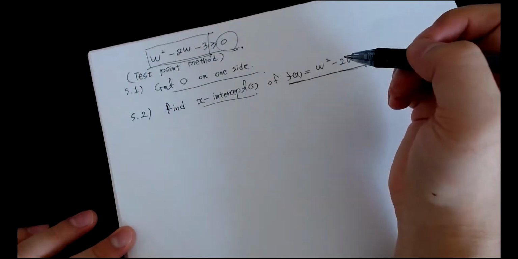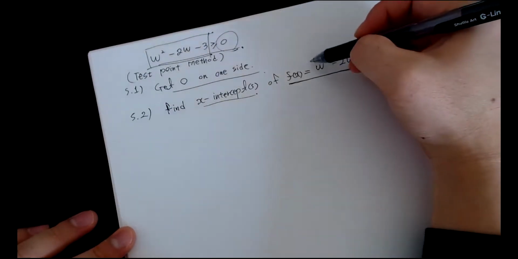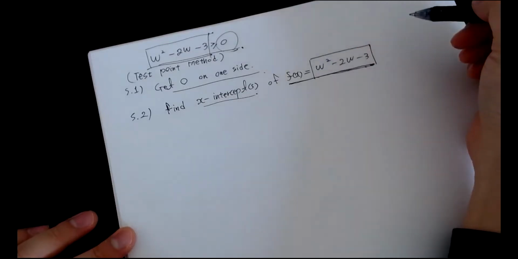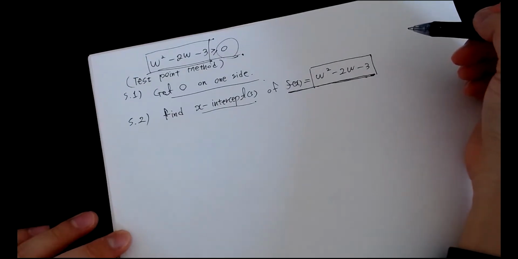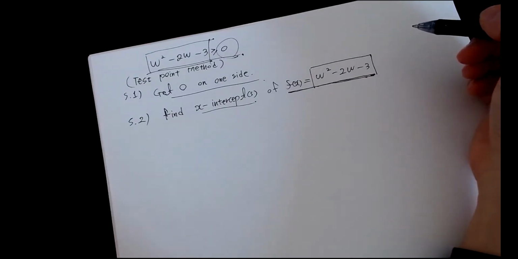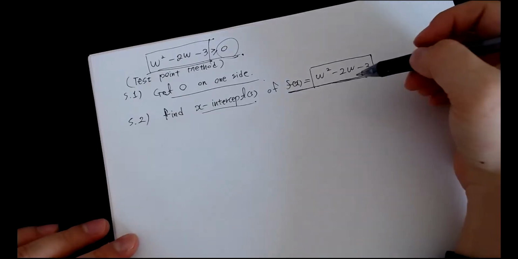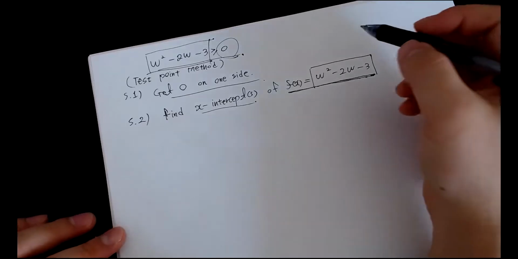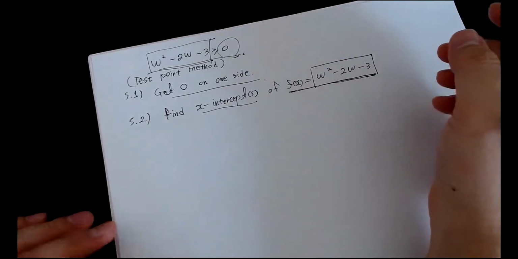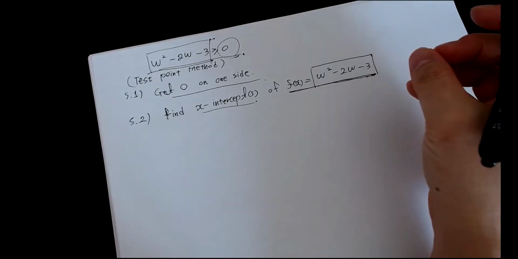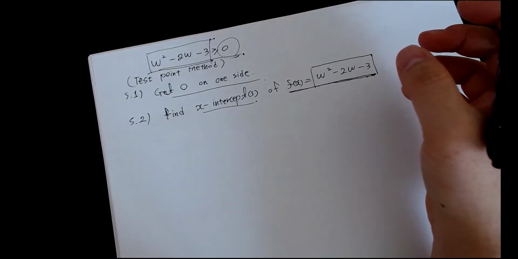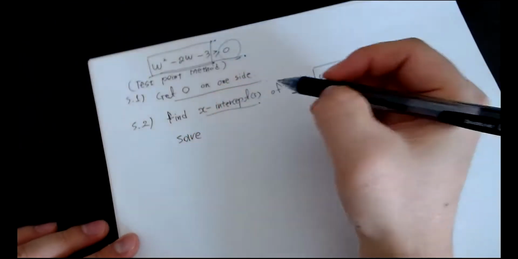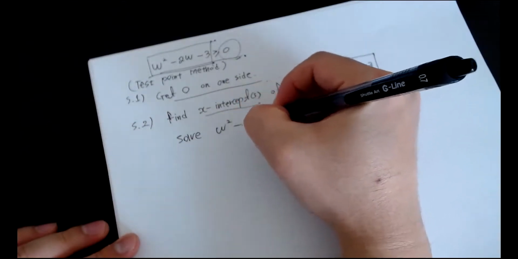To find this, since this is a quadratic polynomial, I'm going to find the solution of the quadratic equation associated with it, because that's going to be the x-intercept of that function. The x-intercept of a function and the solution of the quadratic equation are closely related to each other. Keep in mind this. So I'm going to solve w squared minus 2w minus 3 equals 0.